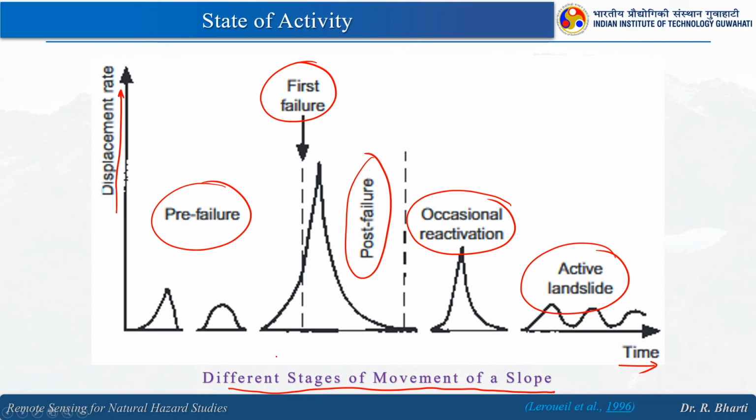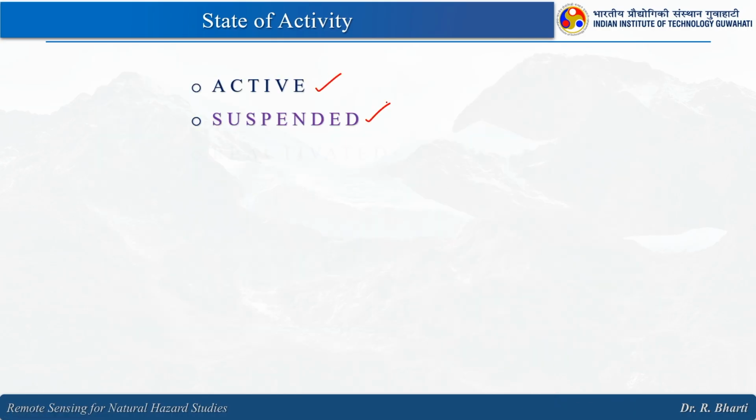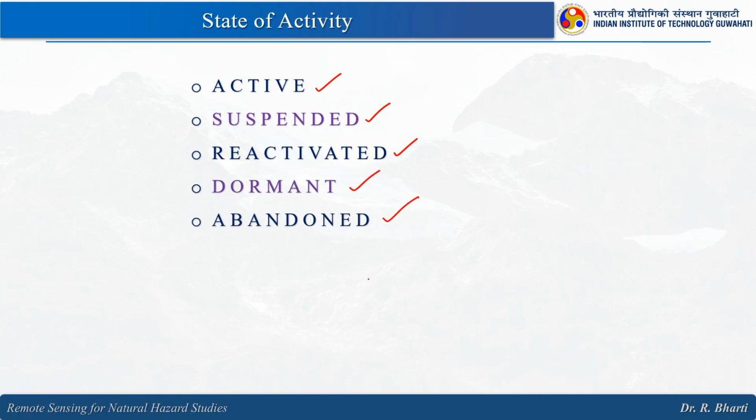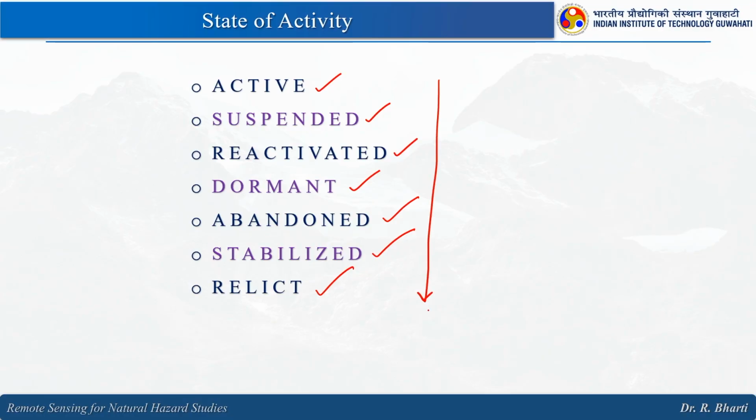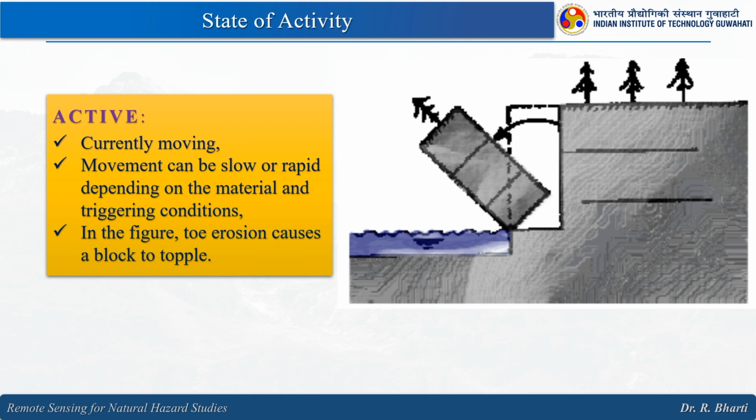Then when we talk about the state of activity, here you have active, suspended, reactivated, dormant, abandoned, stabilized, and relict. We will see one by one all of them, how they appear, what they mean, and how we will be able to identify them in the field. So, this is the active landslide: currently moving, and movement can be slow or rapid depending on the material and triggering conditions.